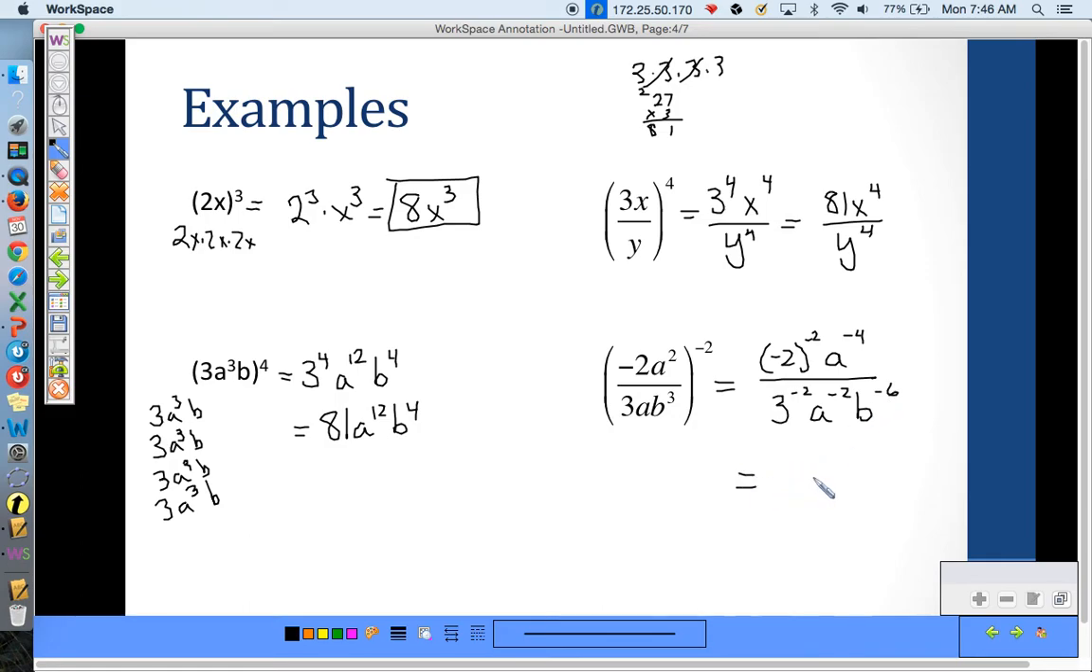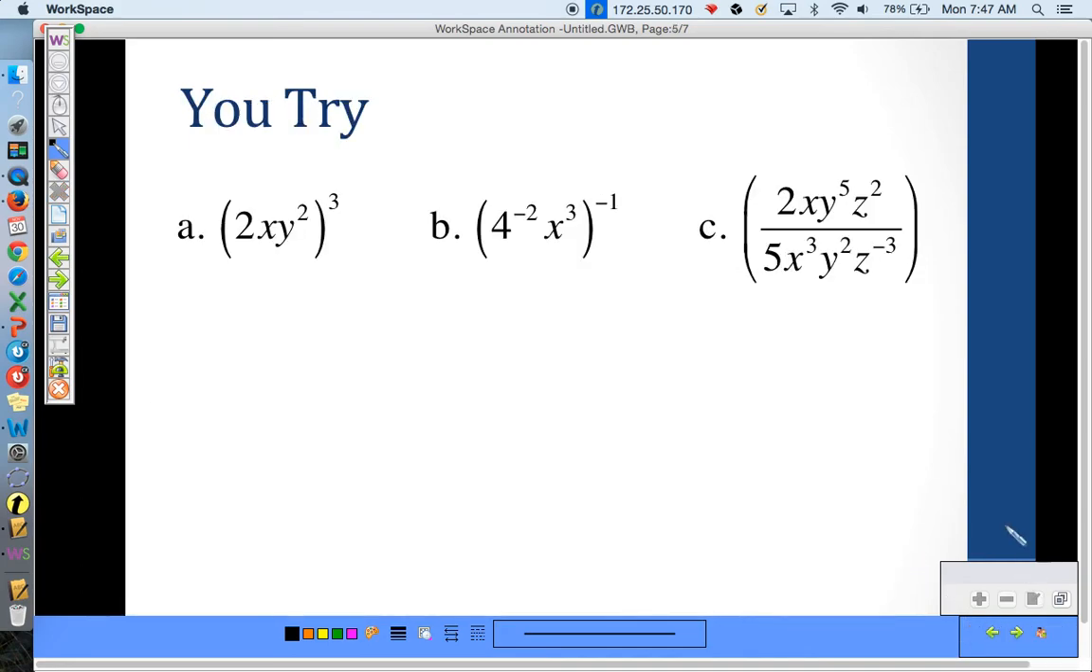Well, if we want to make these positive, to make this negative 2 to the negative 2 positive, our base stays the same and the exponent goes positive. A to the fourth would be in the denominator. 3 squared, a squared, b to the sixth. But then we can simplify this. Well, that's 9, 2 a's. We'd have a squared left on the bottom, b to the 6th, and negative 2 squared is 4. So pause the video and let's have you try these.